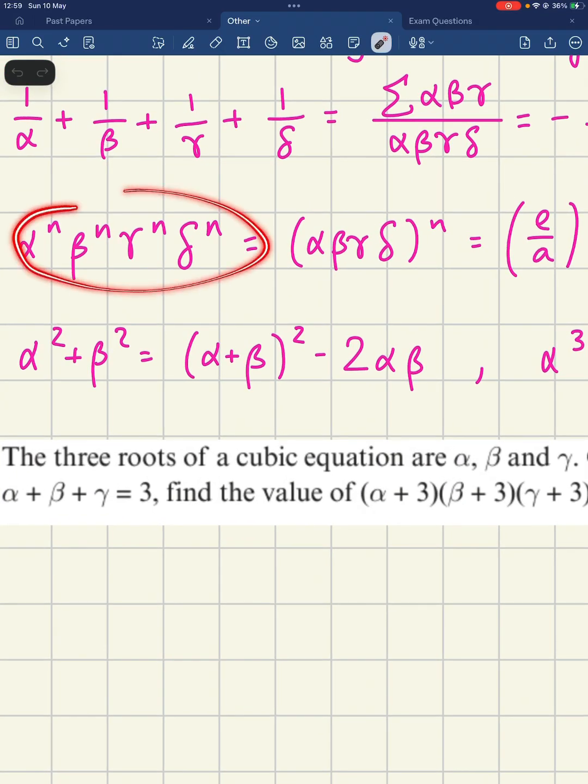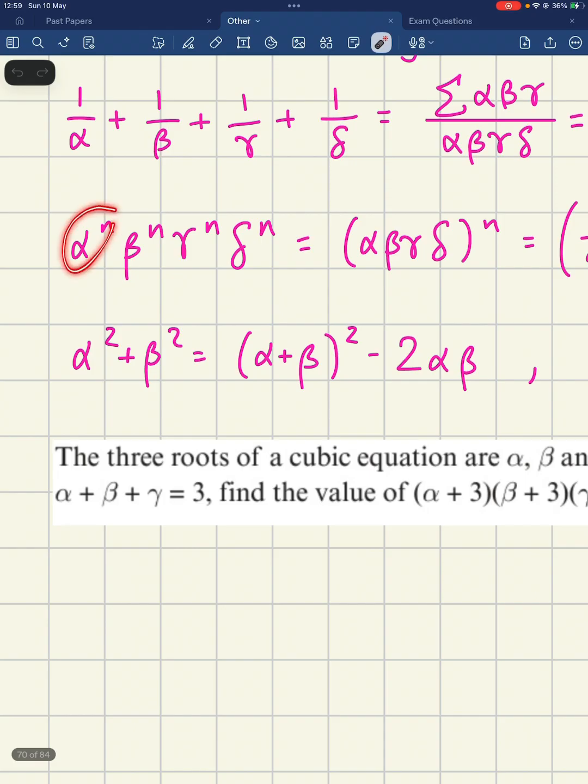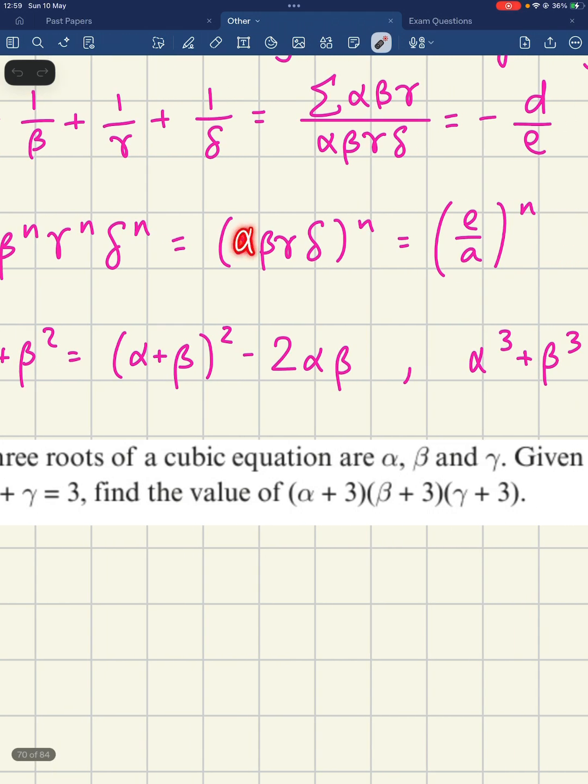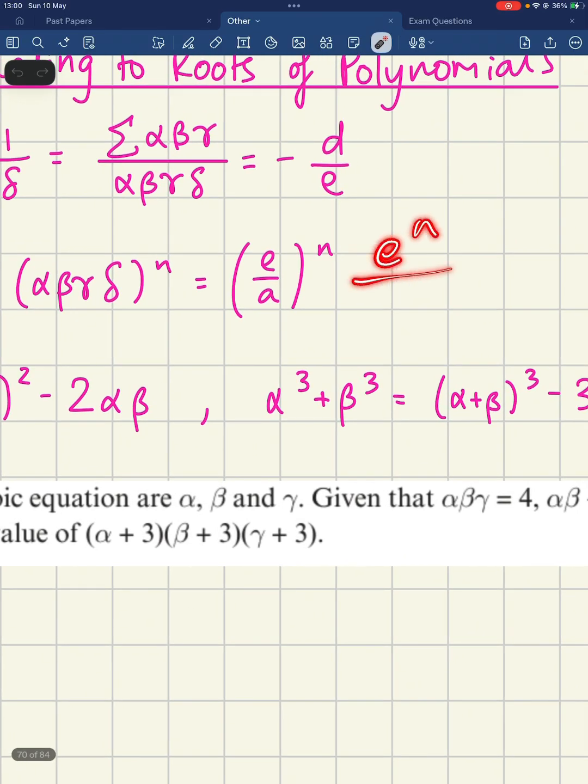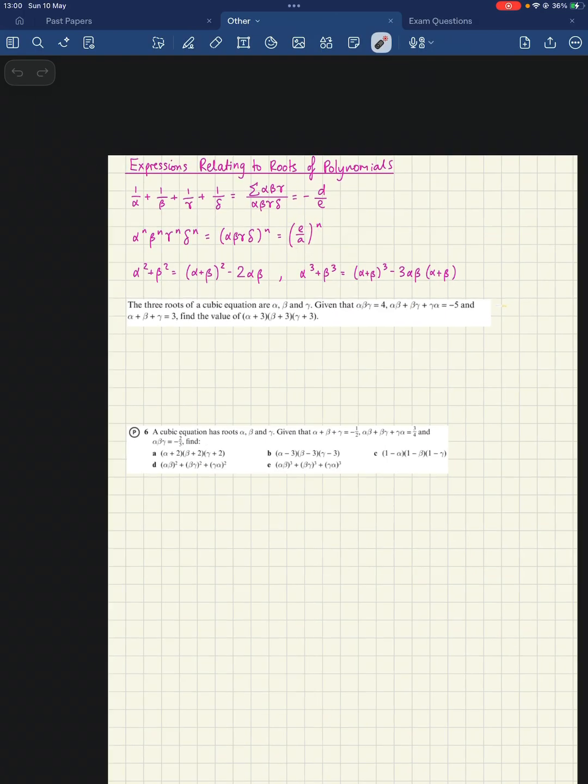If we have something where we've got alpha to the n, beta to the n, gamma to the n, delta to the n, we can just factor the n out, like the indice, and what we get is alpha beta gamma delta, which is the product of the roots, all to the power of n, which is just e to the n over a to the n.